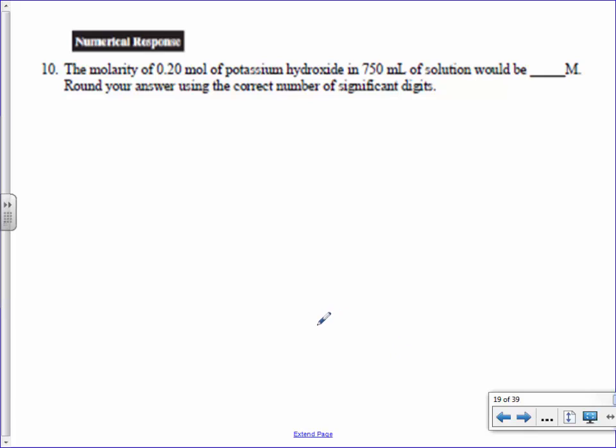Okay, let's do a math question. This one is probably the most straightforward of all the math questions we have. You have to be able to interpret what I'm asking for. I asked you for capital M. What does capital M mean? Which is what units? Good, moles per liter, yeah. Capital M, molarity, means find moles, divide by liters. This one is about as straightforward as you can get.